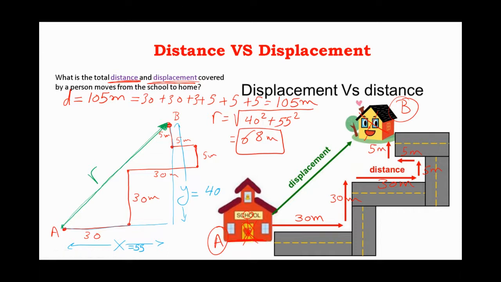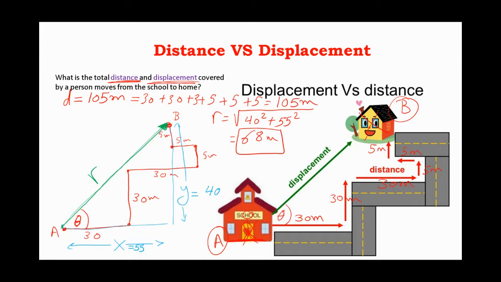We need to tell the direction. Omar says here it's northeast. That's right, it's northeast. But actually, as engineers, that's not enough to say that this is northeast. We need to tell the angle. You have to be precise. You need to tell the angle theta. How to get angle theta?